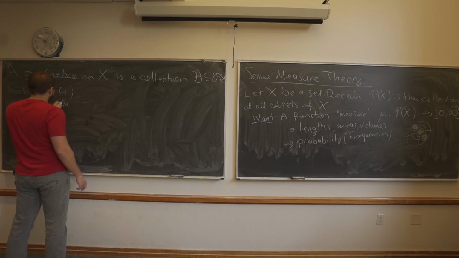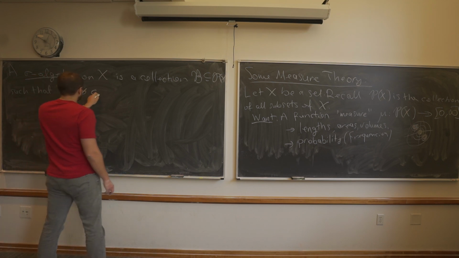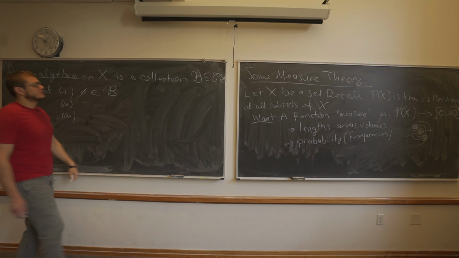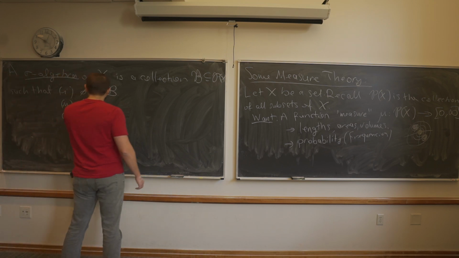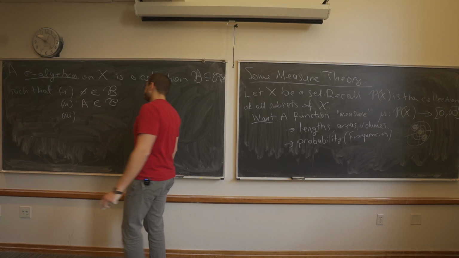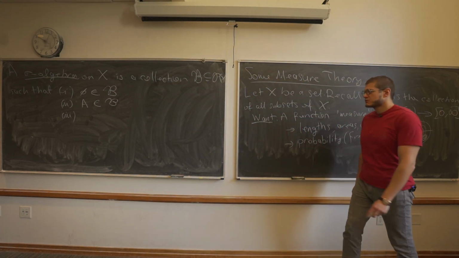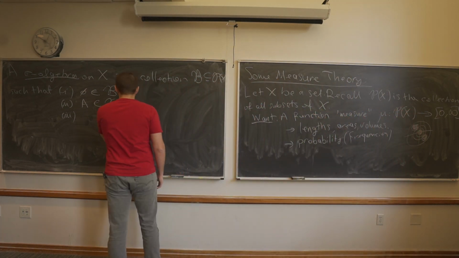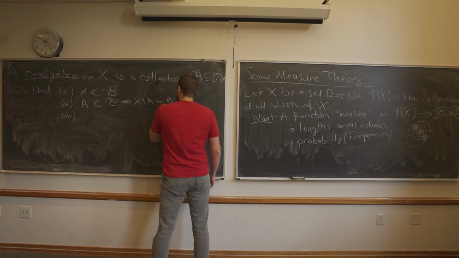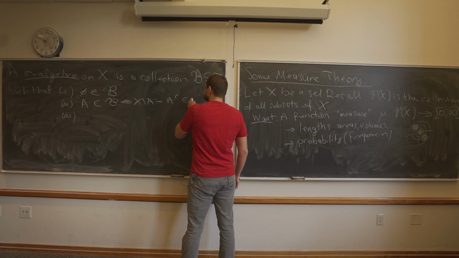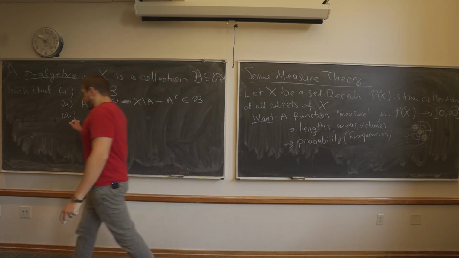Such that I need to have three things. So first of all, I want the empty set to be inside my sigma algebra. Second, I want my sigma algebra to be closed under complementation. That is to say, if A is in my sigma algebra, I want its complement to also be in the sigma algebra. So this is X take away A, or you can write it like this, A to the C.